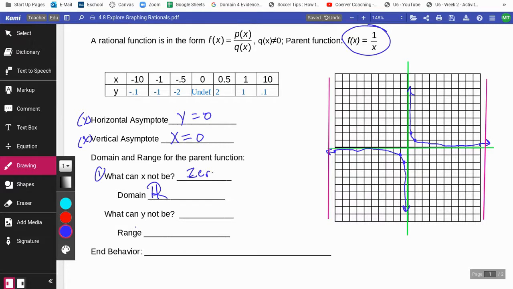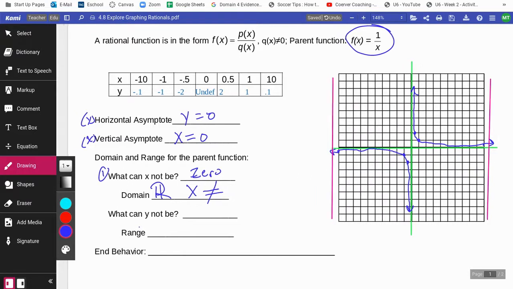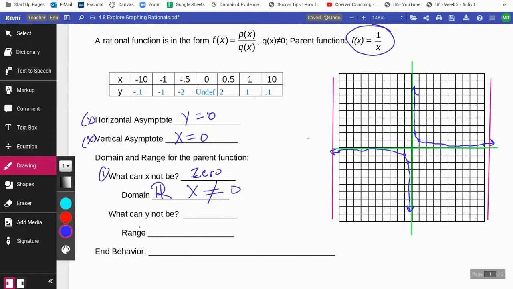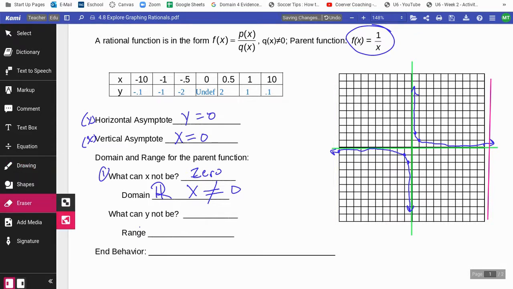It can't be 0. Okay, so how do I write that in the domain? I simply put x, and I put my equal sign, and I put a line through it. That just means x cannot be equal to 0. So my domain is all real numbers. X cannot be equal to 0. So it's really just saying, hey, every number except for 0. All right. And so then now I look at the range.